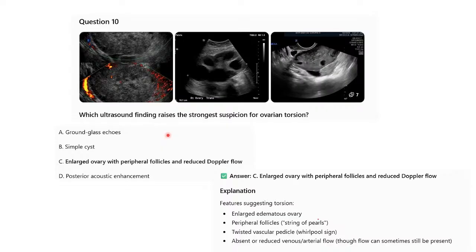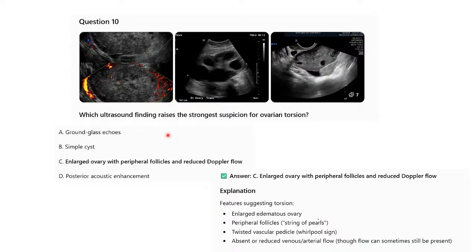I need you to compare this with the left side, and then you can tell me something. C. Enlarged ovary with peripheral follicles and reduced Doppler flow. Are you seeing that? That's what you are seeing, okay? So the best answer for this question is C, which is enlarged ovary with peripheral follicles.